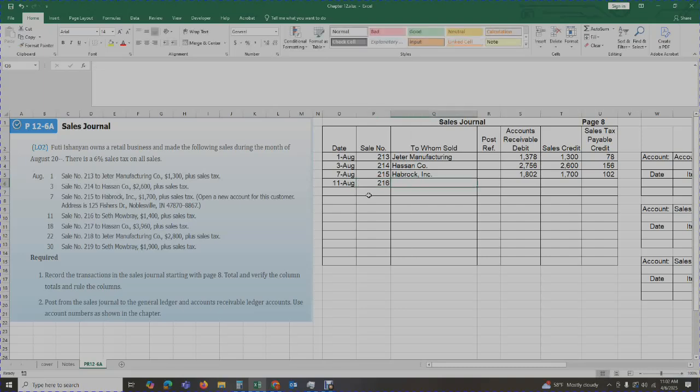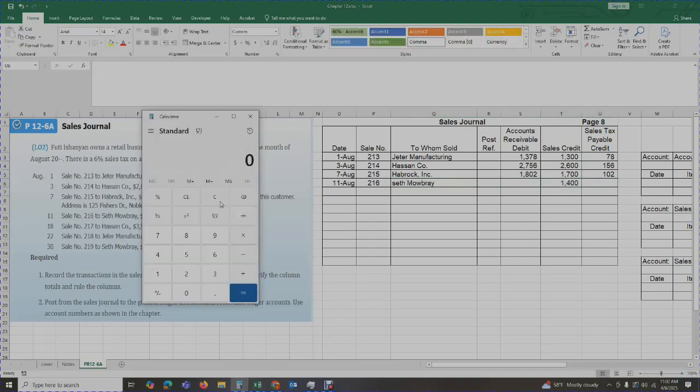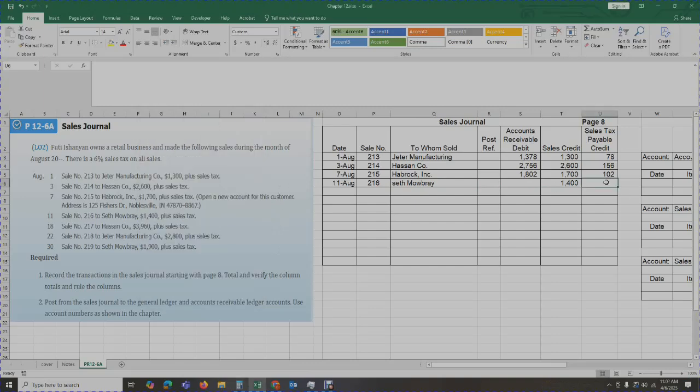This is 216, and this is to Seth Mowbray. We made a sale of $1,400. So we have to calculate the taxes. 1,400 times the tax rate in this problem, which is 6%. So that's $84 of taxes. So the sum of your sale plus the taxes gives me $1,484. That happened on the 11th.